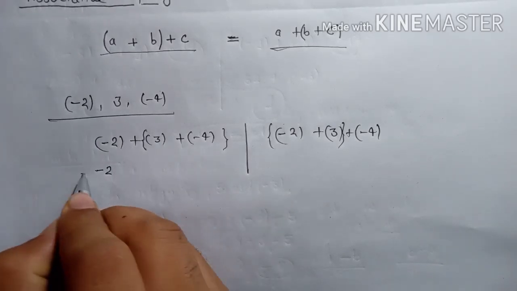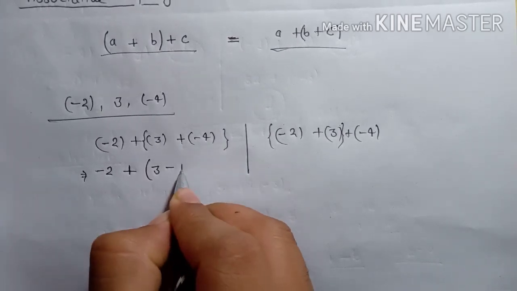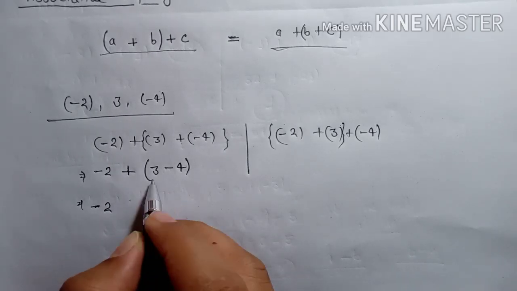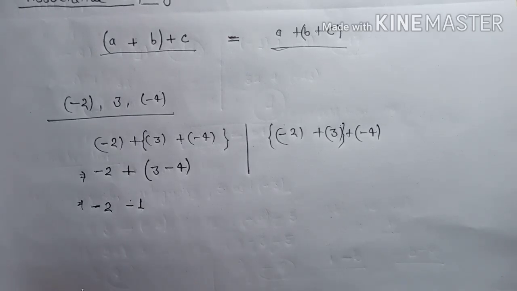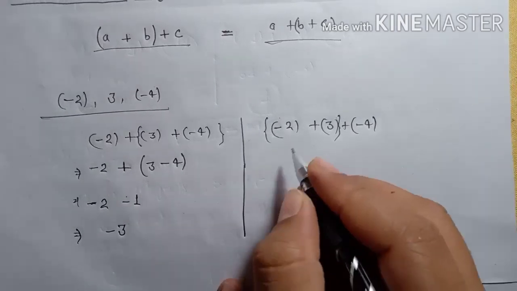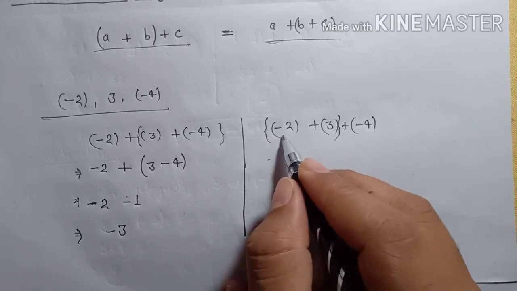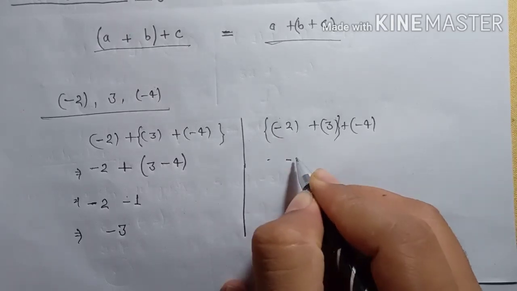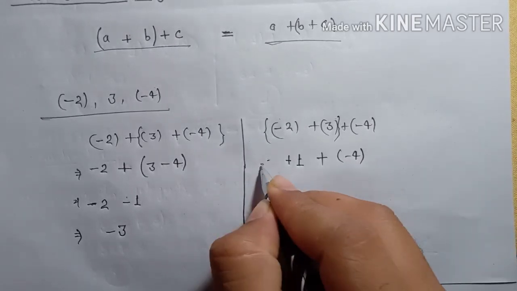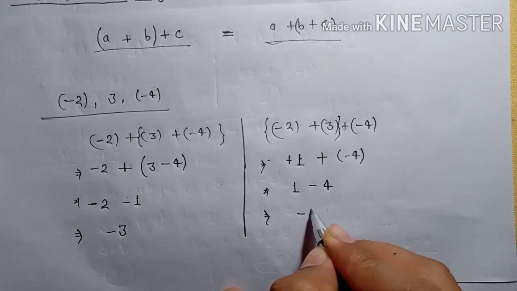Second step: this is -2, and plus 3 minus 4. This is -2, and 3 minus 4 is -1, and our result is -3. And now we have -2 and plus 3, and the result of -2 and 3 is +1. Okay, and plus -4, this is plus and this is -4, and we have the result -3.